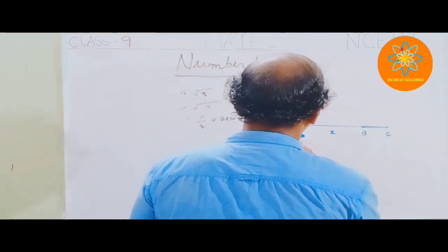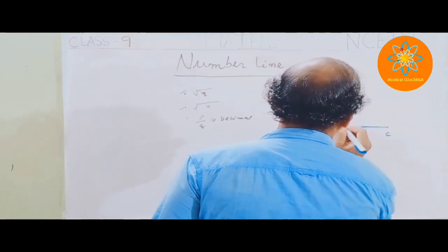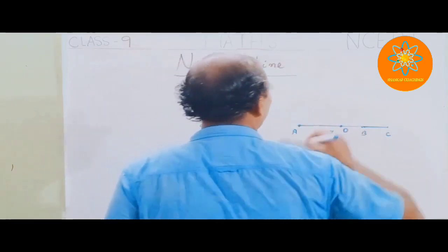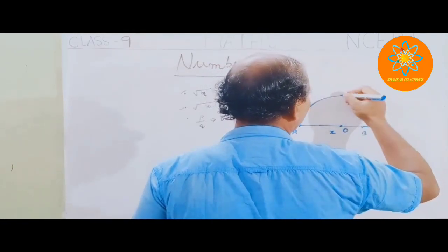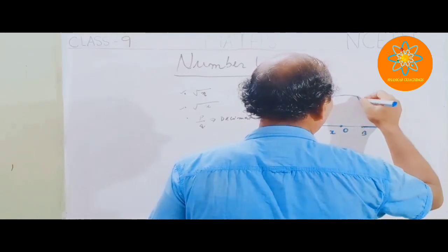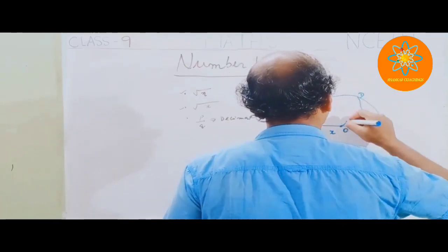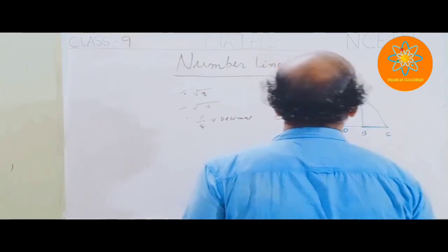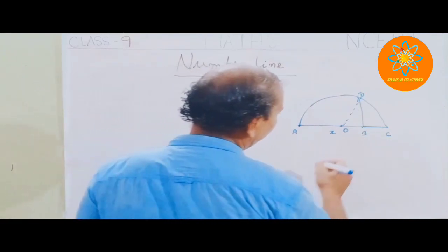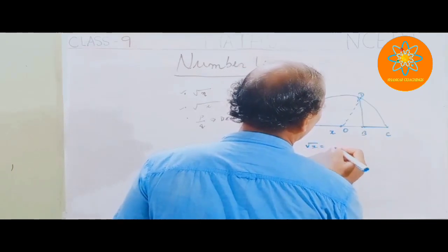Now I will find the midpoint of AC, somewhere here, and this point is O. Then I will make a semicircle in this way, and draw a right angle at point B, meeting the semicircle at D. If I want the root of this decimal number x, it is given by BD. So root of x is equal to BD.